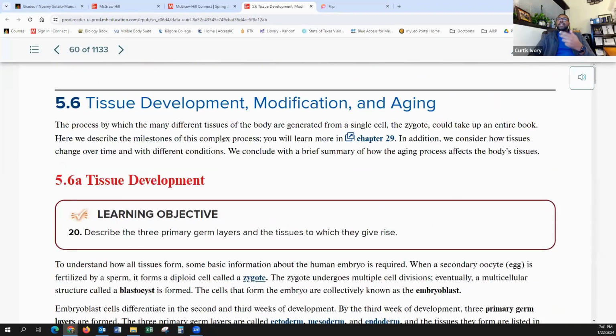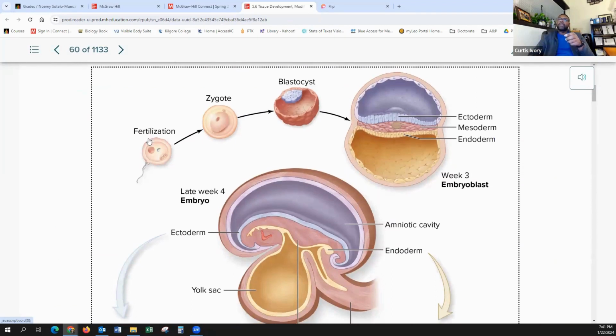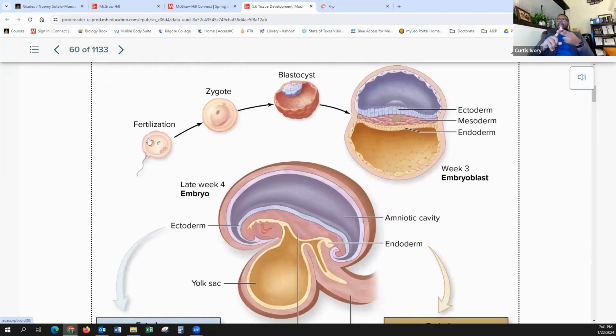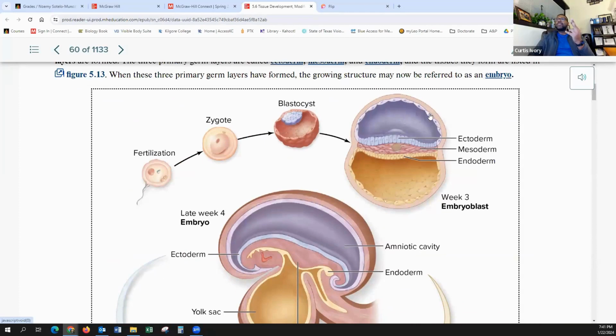All right, so next part is dealing with tissue development and modification and aging. So here is just giving you a diagram of how our cells go from cells to tissues. Because remember, we start from a sperm and an egg, and then you go into what's a zygote once they fuse together. That zygote is going to form three main layers. You have your ectoderm, your mesoderm, and then your endoderm.